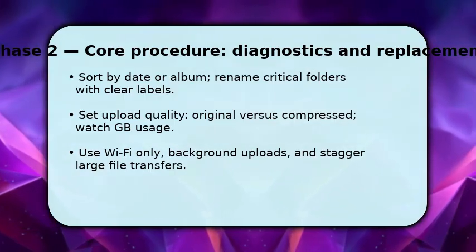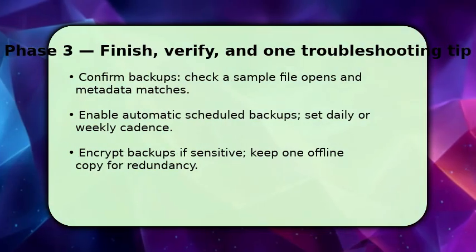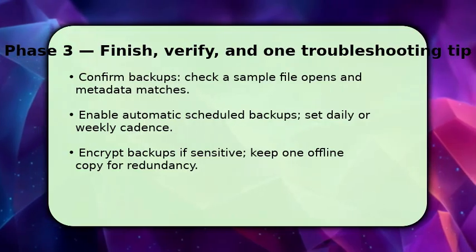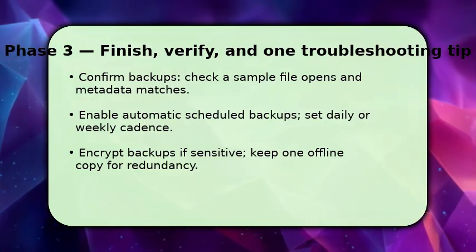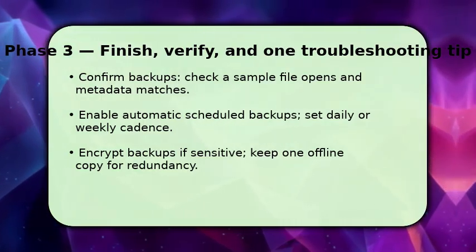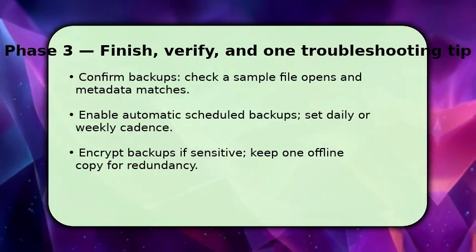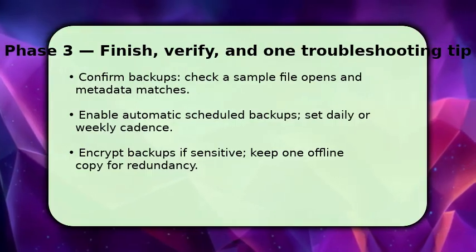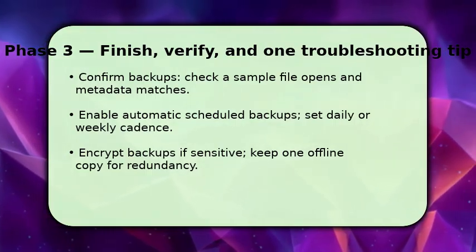Finish by verifying. Open several backed up photos and videos to confirm files and metadata match. This step prevents silent corruption. Once satisfied, enable automatic scheduled backups daily or weekly so you don't rely on memory. If files are sensitive, turn on encryption and keep one offline external copy for redundancy.